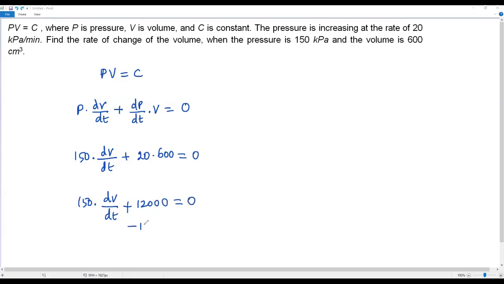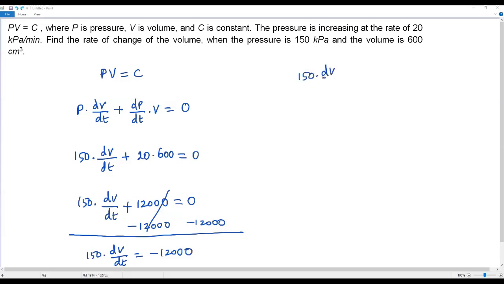Okay, to solve for dV over dt, first let me get rid of this 12,000. For that, I have to subtract 12,000 from both sides. When I do so, this positive value and negative value will cancel. I'm getting 150 times dV over dt is equal to negative 12,000 on the right side. Let me write the same equation over here: 150 times dV over dt equals negative 12,000. So to solve for dV over dt, I have to get rid of this 150. For that, I divide both sides by 150. When I do so, this 150 will cancel out. So dV over dt is equal to, when I divide this 12,000 by 150, I'm getting 80. So I'm getting negative 80 as the value for dV over dt.